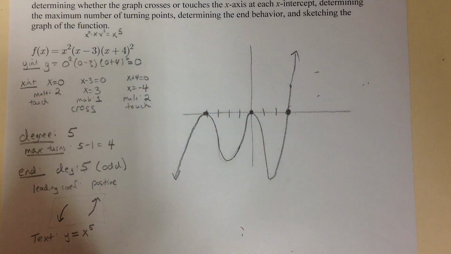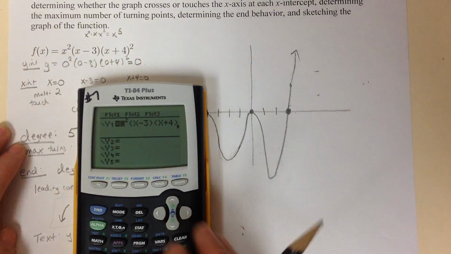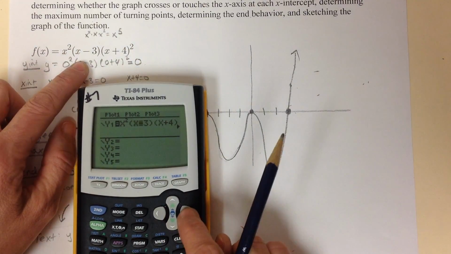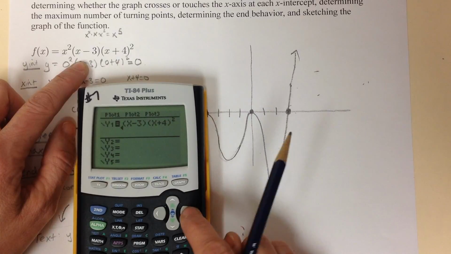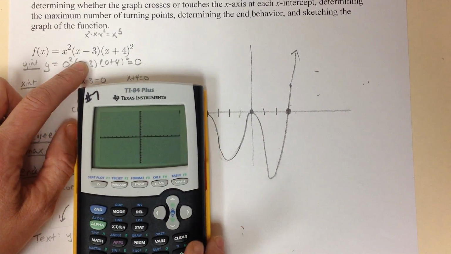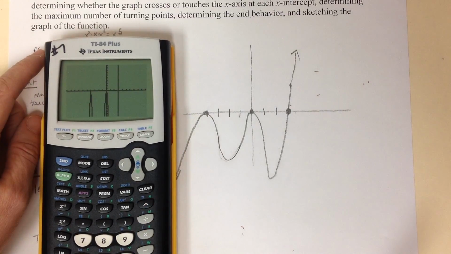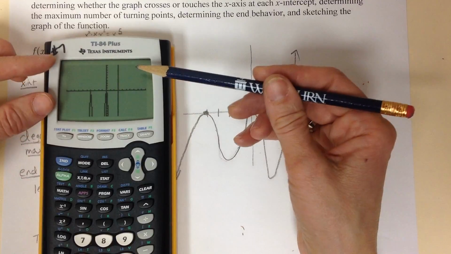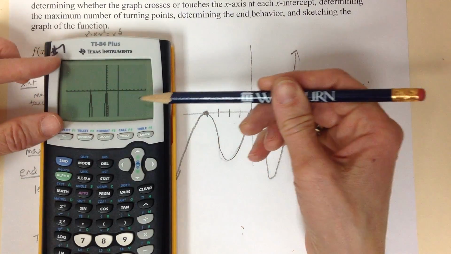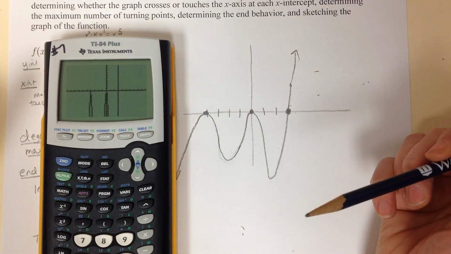If you want to look at it on the calculator, you certainly can. So it's x squared times x minus 3 times x plus 4 squared. If we start on the standard window, ZoomStandard, it is not a great picture. Definitely you would not get full credit if you just copied this picture for your graph. Your graph should show everything that you found.